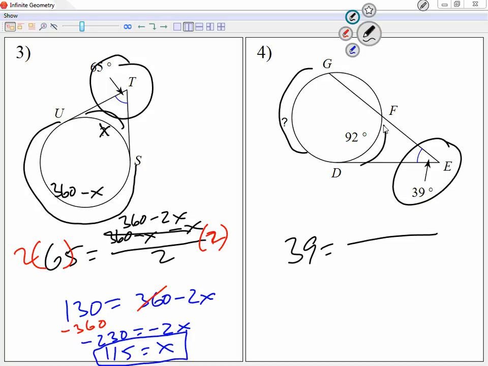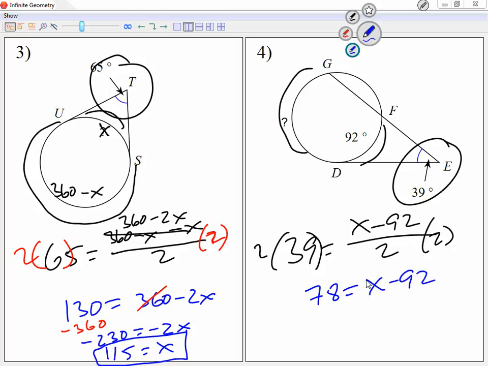Now my question to you is, do I add the arcs or do I subtract the arcs? Subtract. Do I go 92 minus x or x minus 92? X minus 92, because x is big. x minus 92. All right, bless you. Multiply both sides to get rid of fractions. So we have 78 is equal to x minus 92.